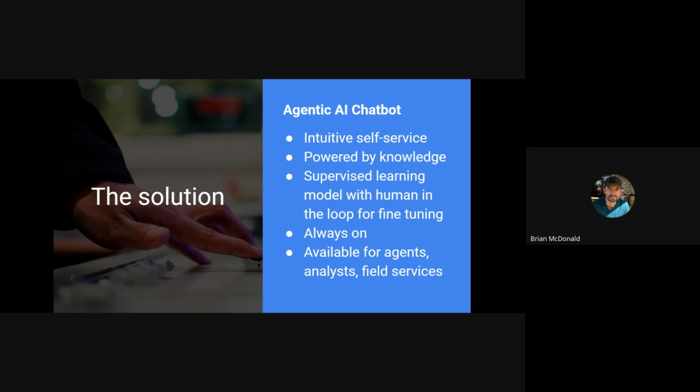One great thing about a chatbot is that it's always on and is always available, versus maybe the service desk, who might get busy at times and might not be able to answer calls as quickly as needed. And lastly, this could be used for the contact center agents and service desk analysts and even field services if they need it for troubleshooting.